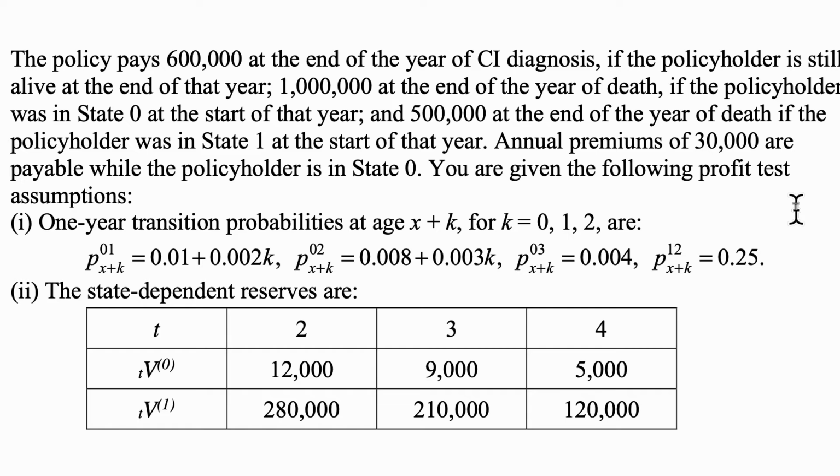The state-dependent reserves are as follows. At time 2, the reserve in state 0 is 12,000, at time 3 it is 9,000 in state 0, and at time 4 the reserve is 5,000 in state 0. In state 1, the reserve at time 2 is 280,000, at time 3 it's 210,000, and at time 4 it's 120,000.